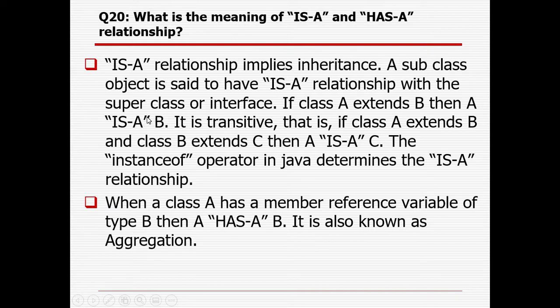If any class extends another class, that class is said to have an is-a relationship with the other class. It is transitive: if class A extends B and class B extends C, then A is a C also. The instanceof operator in Java determines the is-a relationship. Whereas when a class A has a member reference variable of type B, then A has a B. It is also known as aggregation.